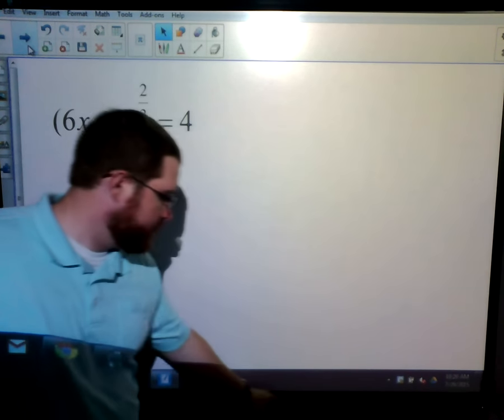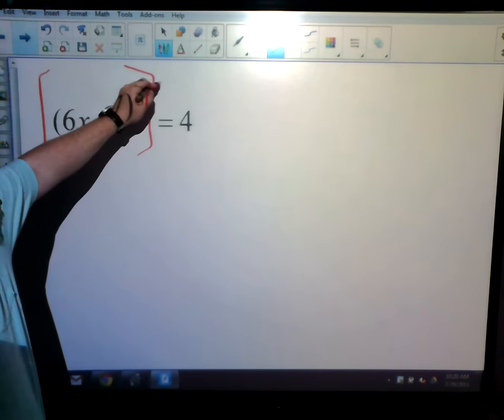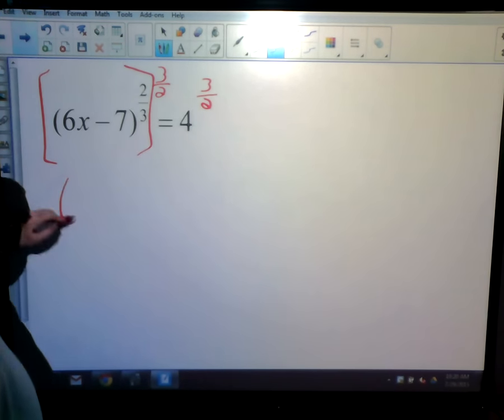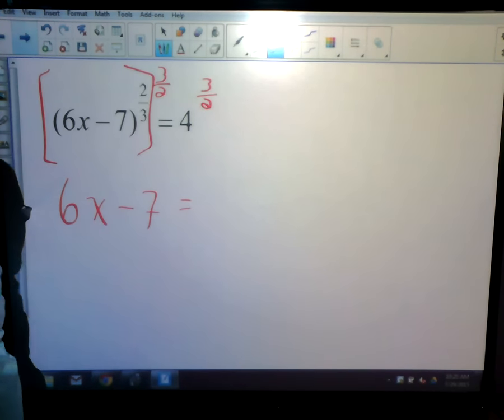How about this one? What power cancels out a 2/3? A 3/2. Now, the left side is just 6x minus 7. But how do I do a 3/2 power?